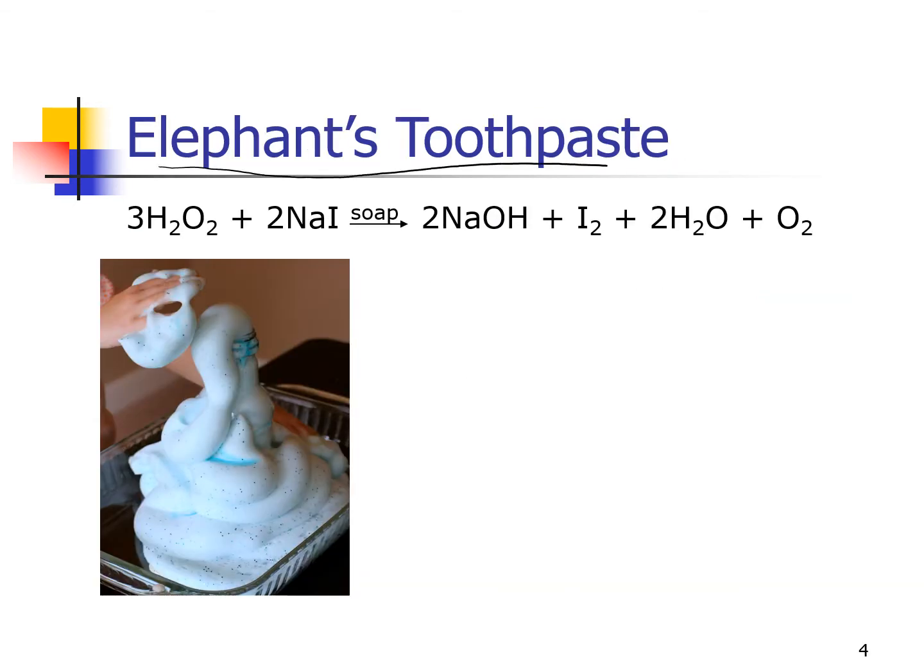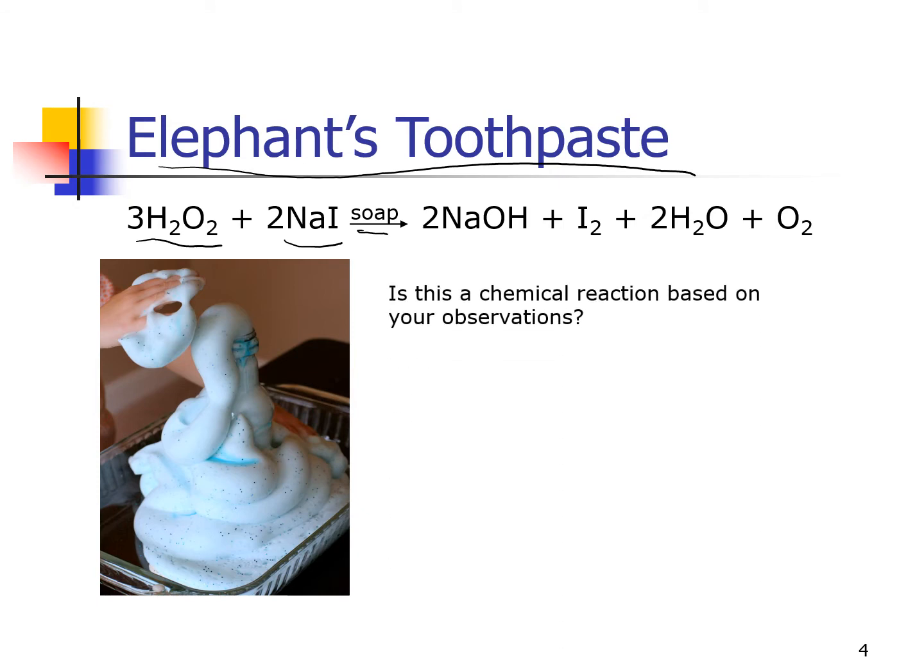Elephant's toothpaste is a nickname given to the combination of H2O2, hydrogen peroxide, NaI, sodium iodide, and liquid dishwashing soap. Is this a chemical reaction based on your observations? Hydrogen peroxide, sodium iodide, and soap are all clear liquids. When you mix those three together, you produce what's shown in the picture here.